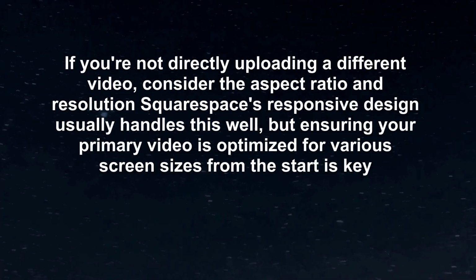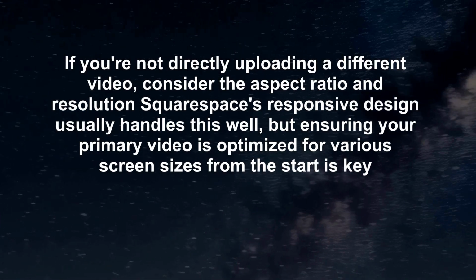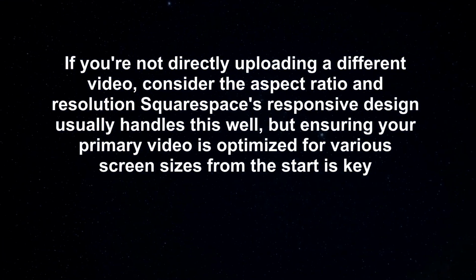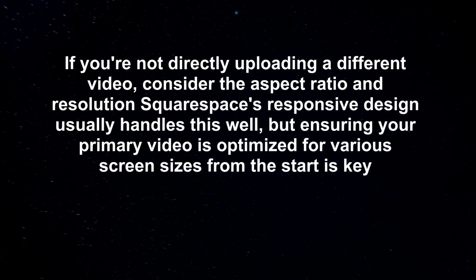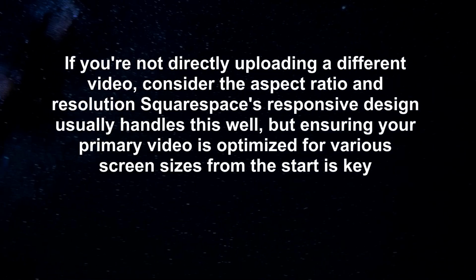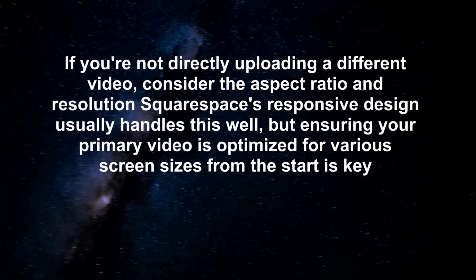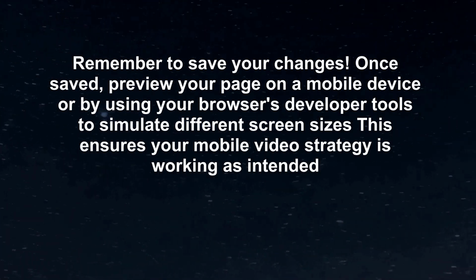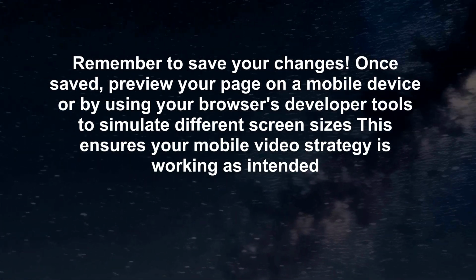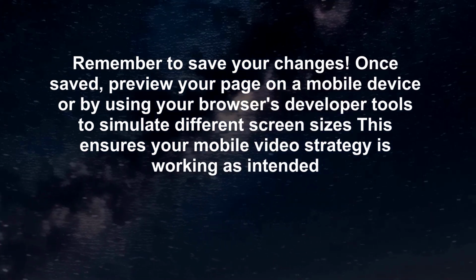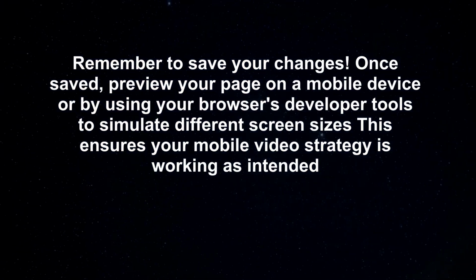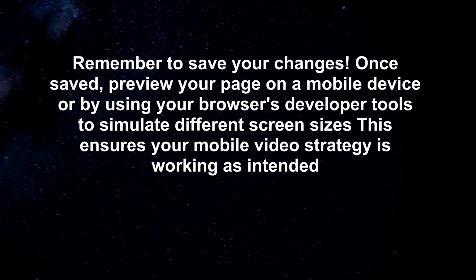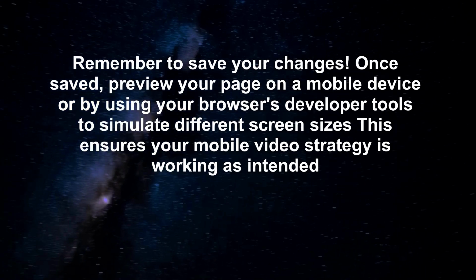If you're not directly uploading a different video, consider the aspect ratio and resolution. Squarespace's responsive design usually handles this well, but ensuring your primary video is optimized for various screen sizes from the start is key. Remember to save your changes. Once saved, preview your page on a mobile device or by using your browser's developer tools to simulate different screen sizes. This ensures your mobile video strategy is working as intended.